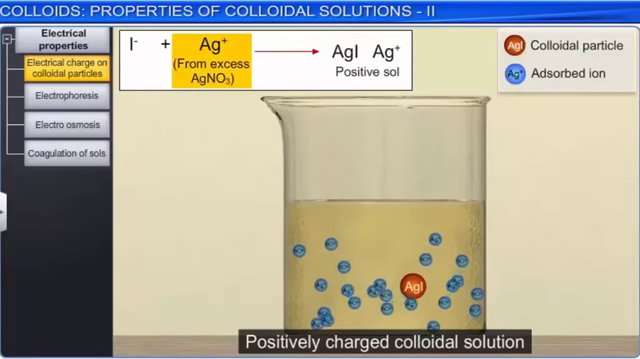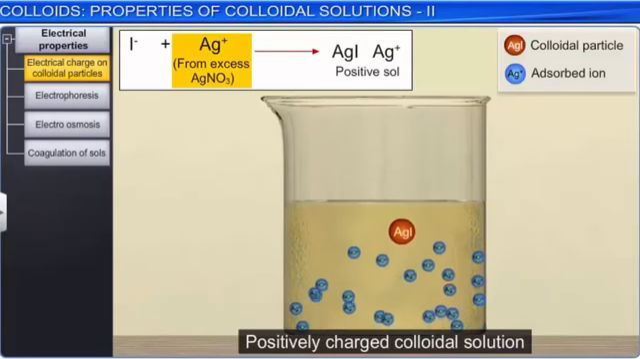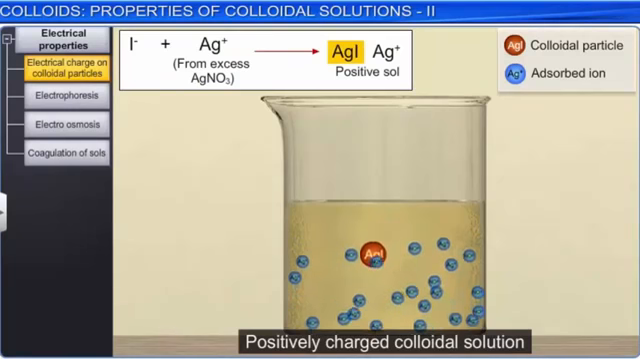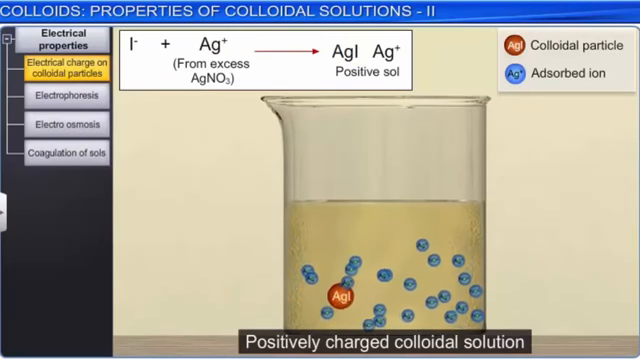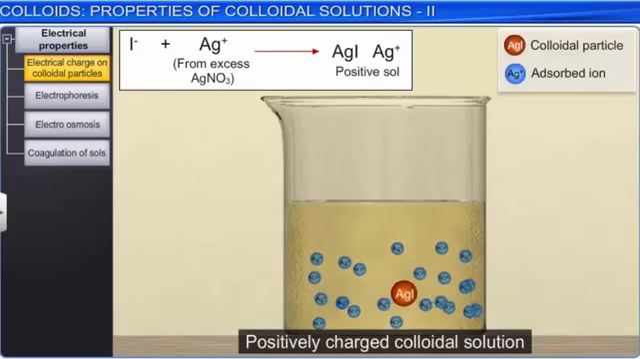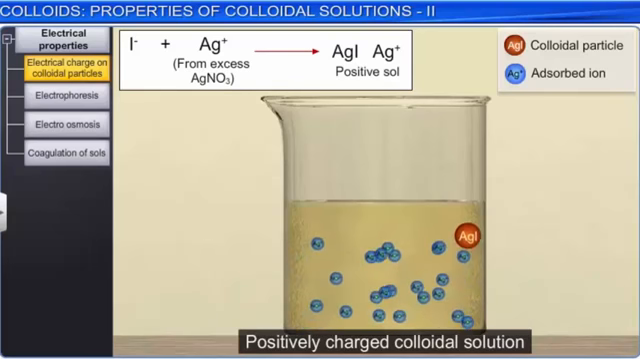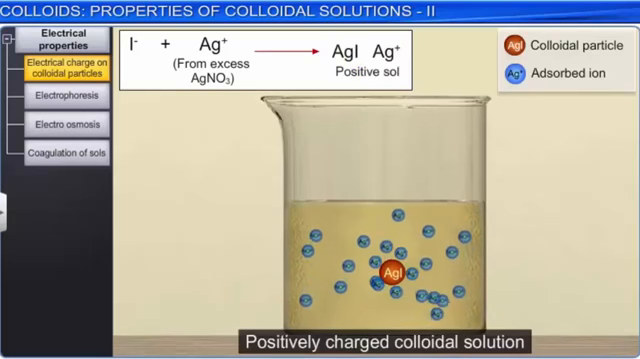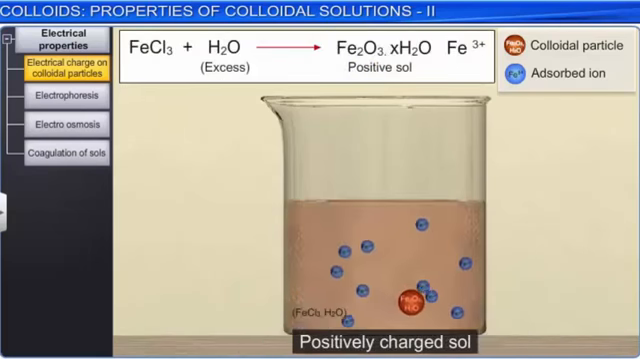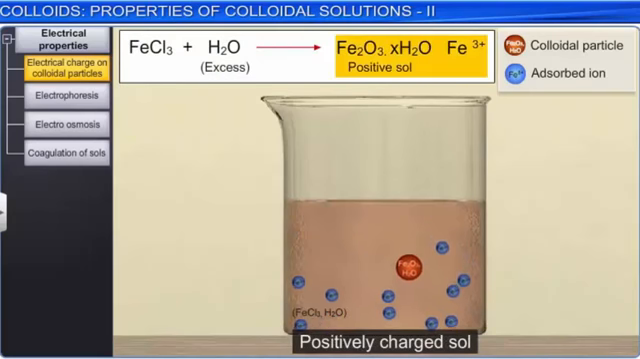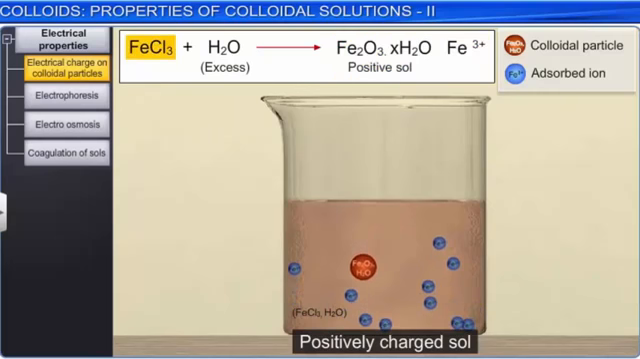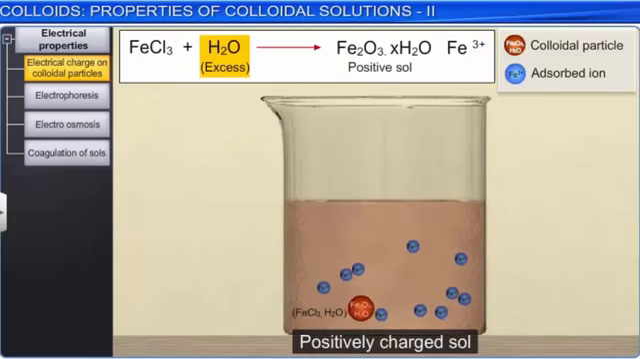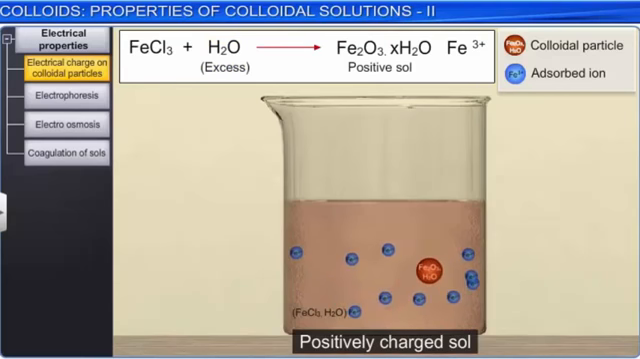However, if an excess of silver nitrate is used for the precipitation of silver iodide, preferential adsorption of silver ions takes place, resulting in the formation of a positively charged colloidal solution. Similarly, a positive sol of hydrated ferric oxide is formed if ferric chloride is added to excess of hot water. This is due to the preferential adsorption of ferric ions.